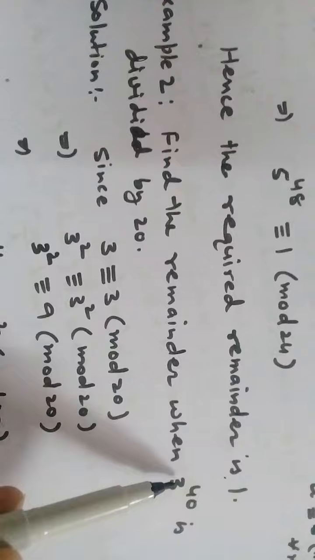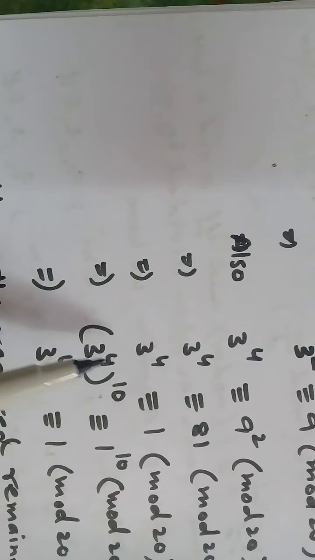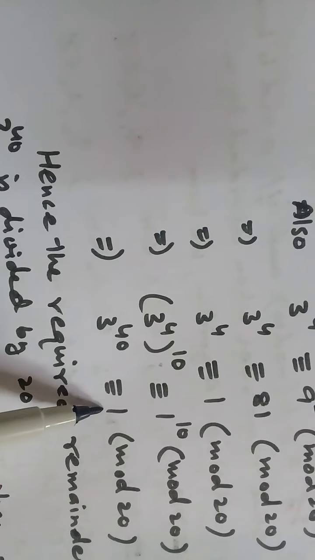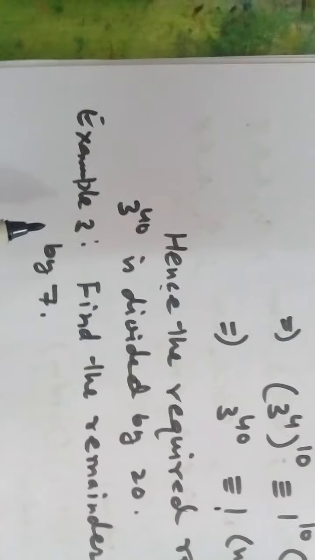Now, because we have to prove that 3 की power 40, we take power 10 on both sides. So 3 की power 4 की whole power 10 is congruent to 1 की power 10 modulo 20. So 3 की power 40 is congruent to 1 modulo 20. Hence the required remainder is 1 when 3 की power 40 is divided by 20. Now example number 3, find the remainder when 2 की power 50 is divided by 7.